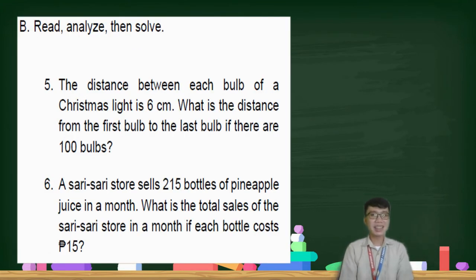Letter B. Read and analyze, then solve. Number 5. The distance between each bulb of a Christmas light is 6 meters. What is the distance from the first bulb to the last bulb if there are 100 bulbs? Number 6. A sari-sari store sells 215 bottles of pineapple juice in a month. What is the total sales of the sari-sari store in a month if each bottle costs 15 pesos?